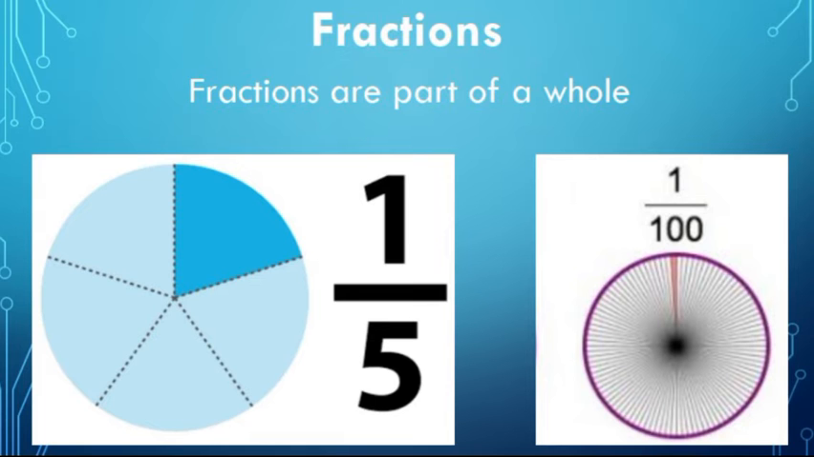Here similarly 1 by 100. In this circle I have divided the circle into 100 parts, though it is not actually possible, it is from Google. I have divided this circle into 100 parts and I have colored one part. See here, very thin, and this is 1 by 100.